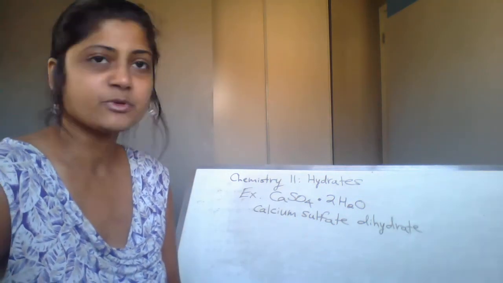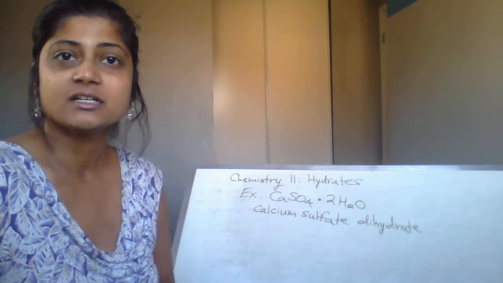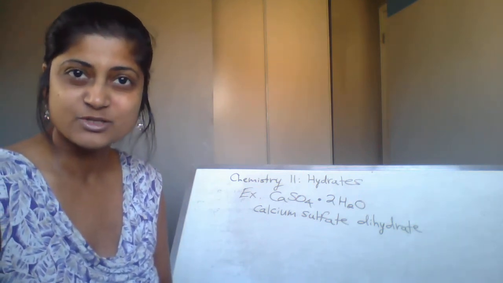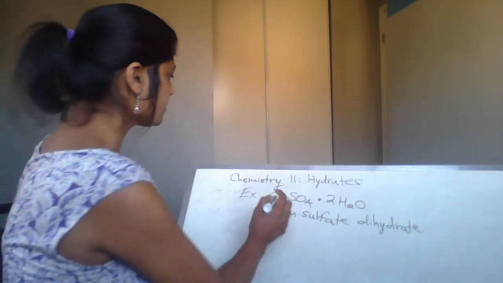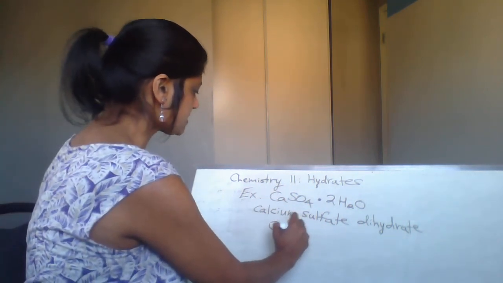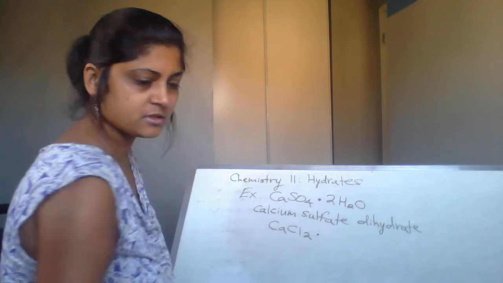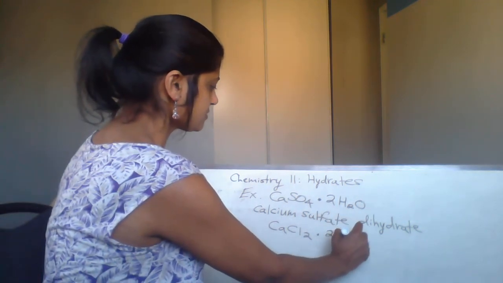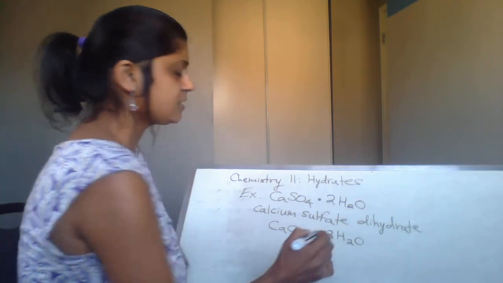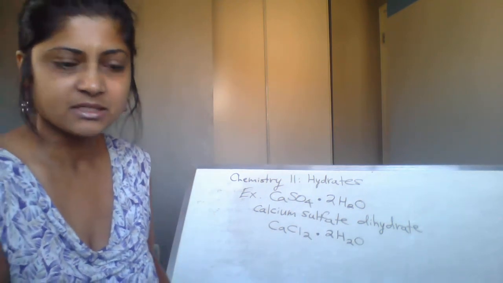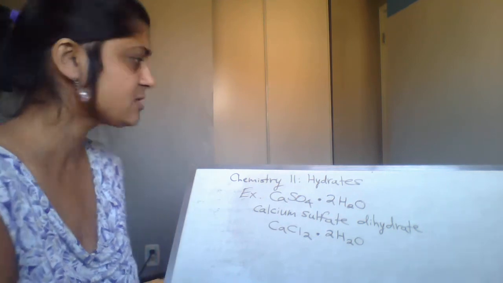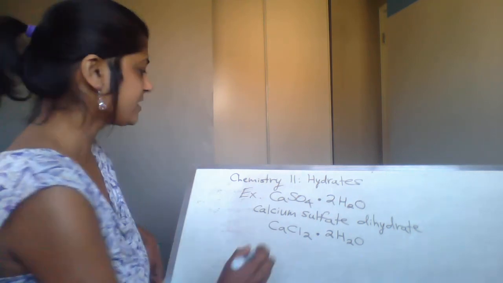Again, the prefix method is just like when you're naming the molecular compounds, those are the same prefixes we are going to use here. Let's try another example. Say I have CaCl2, and I'm going to put the dot, and then 2H2O. There can be as many molecules of water attached to the compound, that doesn't matter. So let's try naming this.